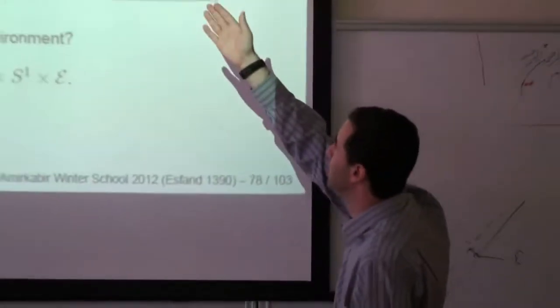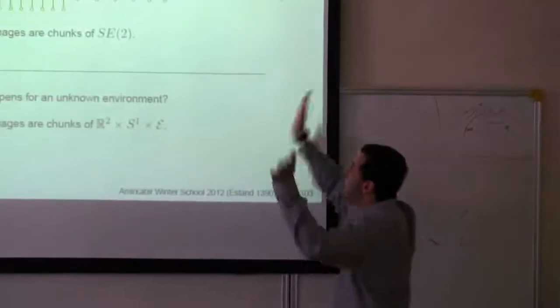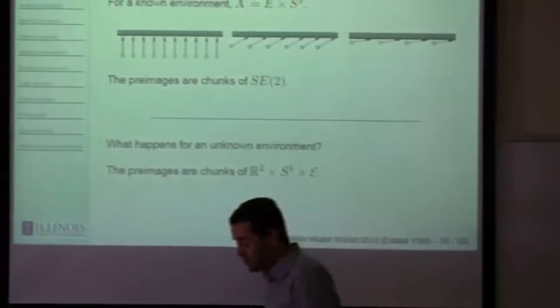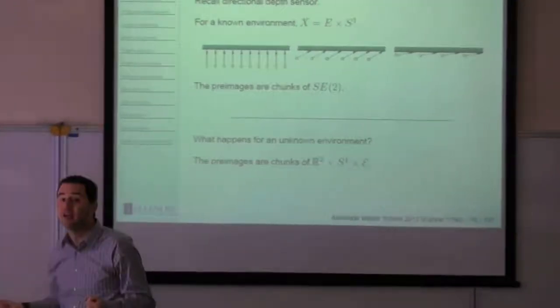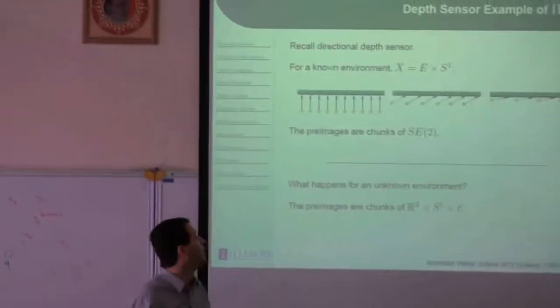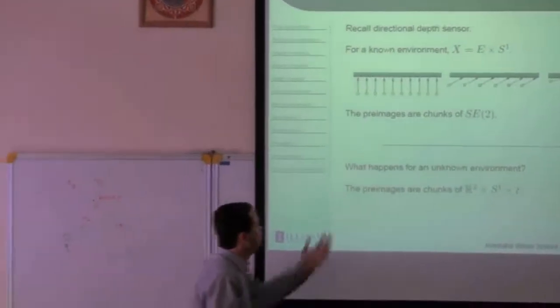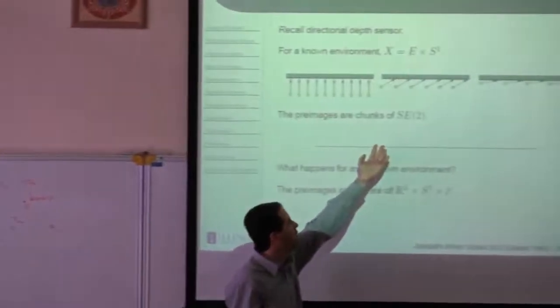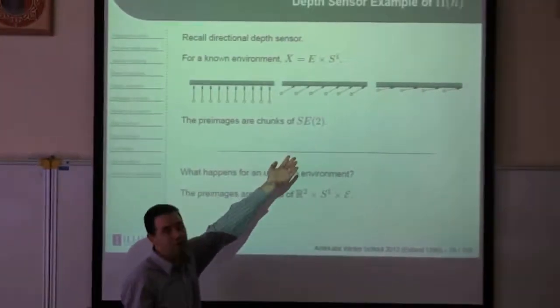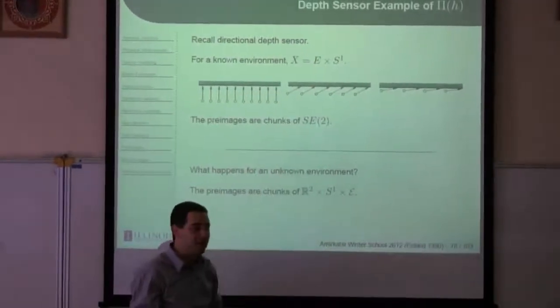Let's suppose I put you in a known environment. So I give you some environment E, and the state space is the set of possible positions in E and orientations in S1. Now, what are these pre-images? They are regions or chunks of SE2. I told you this already.